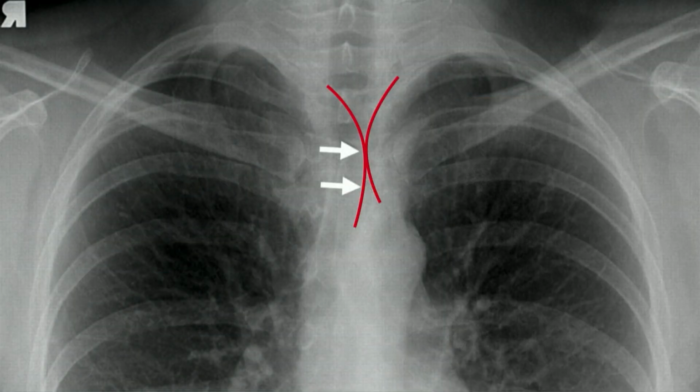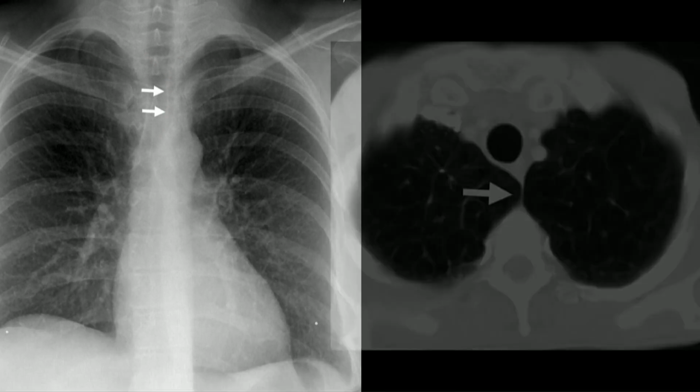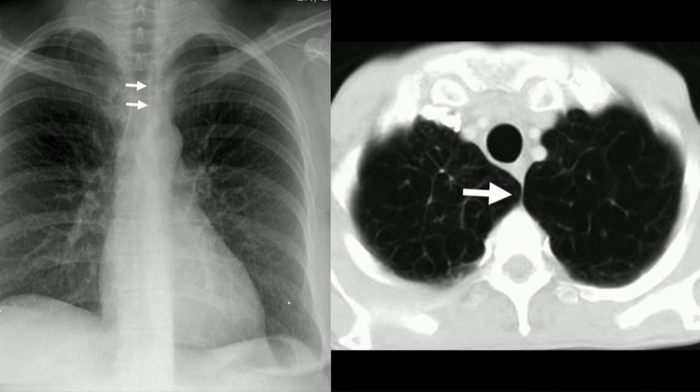So again, on a radiograph, this is where that posterior junction line occurs, and it's much more subtle, perhaps, than the anterior junction line, but it extends above the clavicle. This is the anatomic location on the CT.